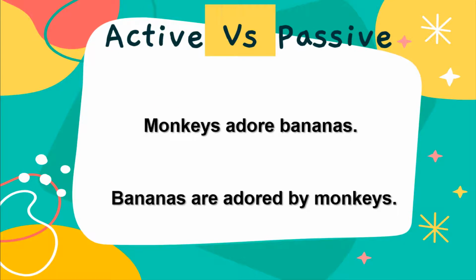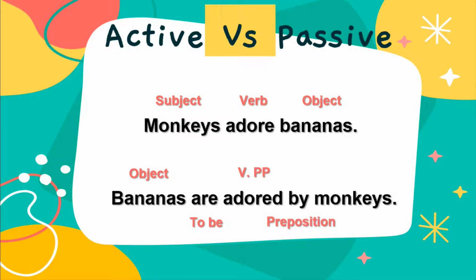The active sentence consists of monkeys, the subject, adore, the verb, plus bananas, the object. The passive sentence consists of bananas, the object, are adored, a form of the verb to be plus the past participle adored, plus by, the preposition, followed by monkeys, the subject. To make the sentence passive, we flip the structure and add the preposition by.